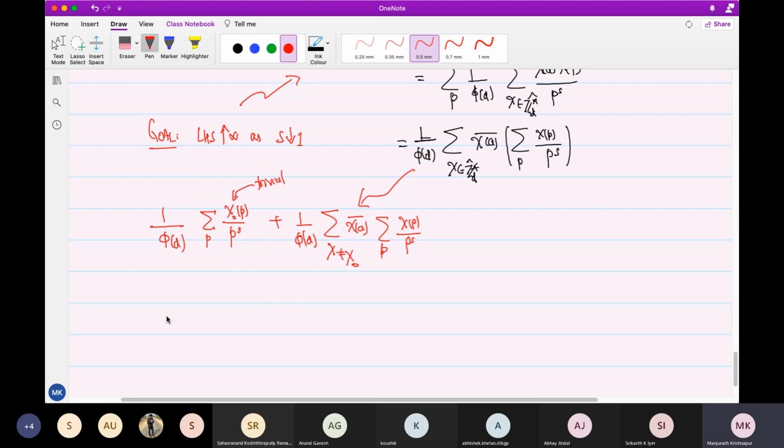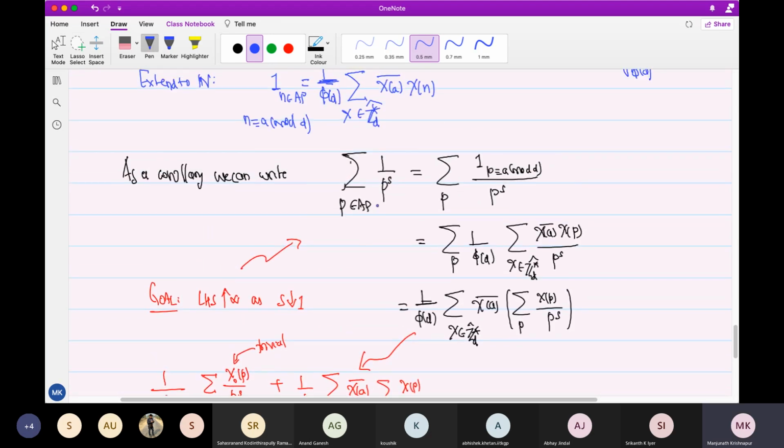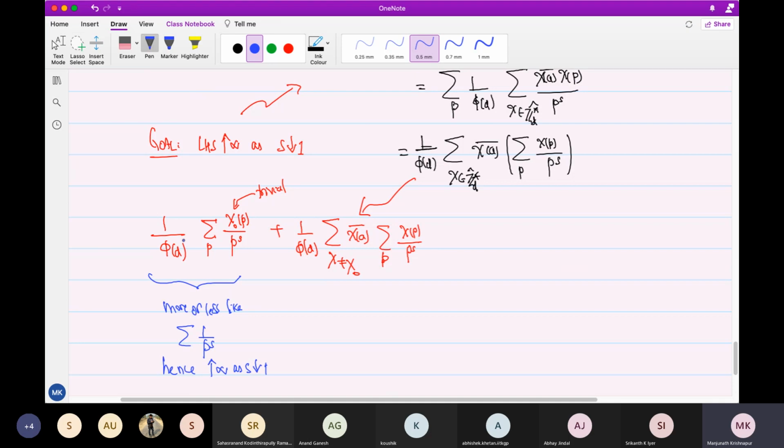The way the proof will proceed is that chi naught of p is not always 1. It is 1 if p doesn't divide d. If it divides d, then it is 0. But still, one can show this is more or less like the summation of 1 by p to the s, hence blows up as s goes down to 1. The point is you want to show the left side blows up. So this first term blows up.